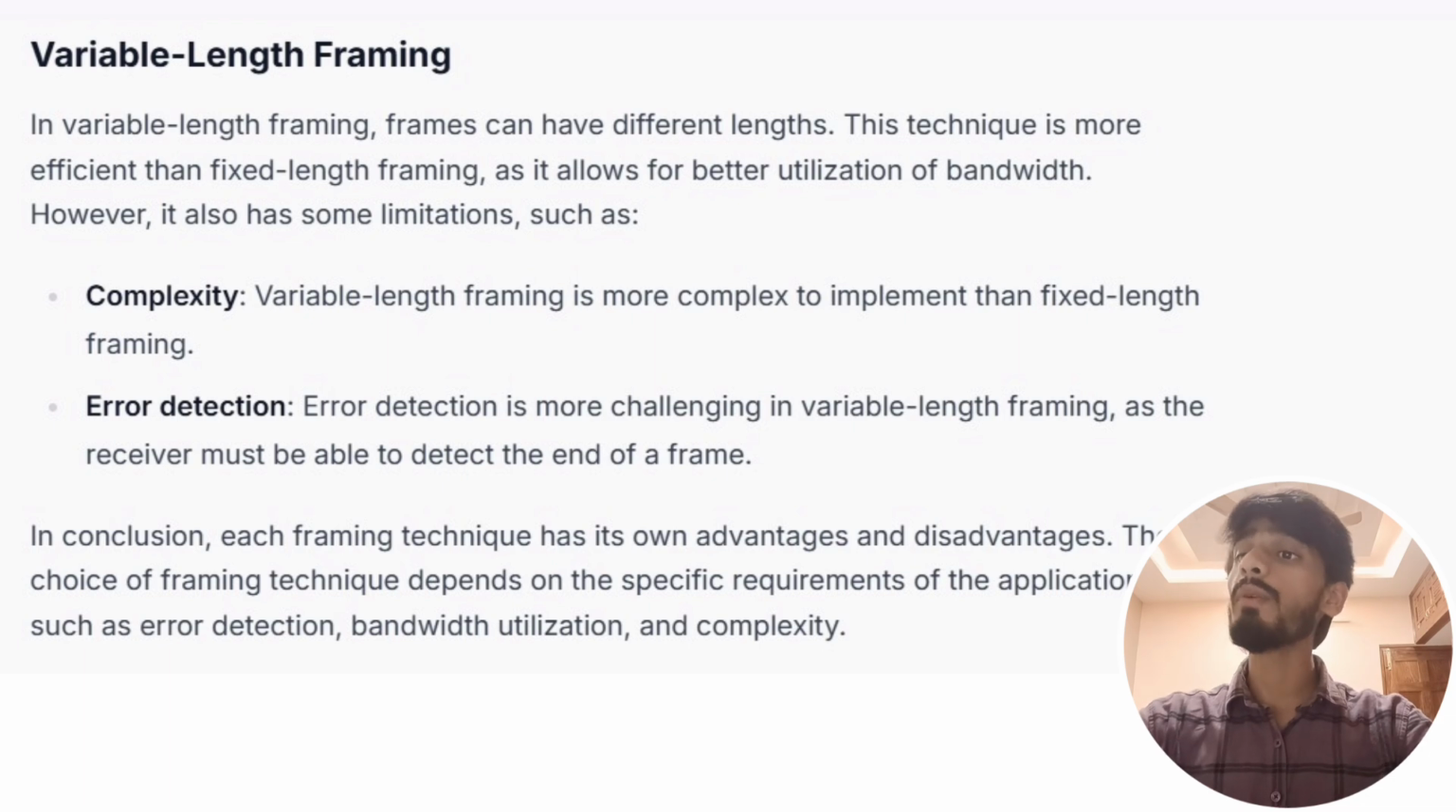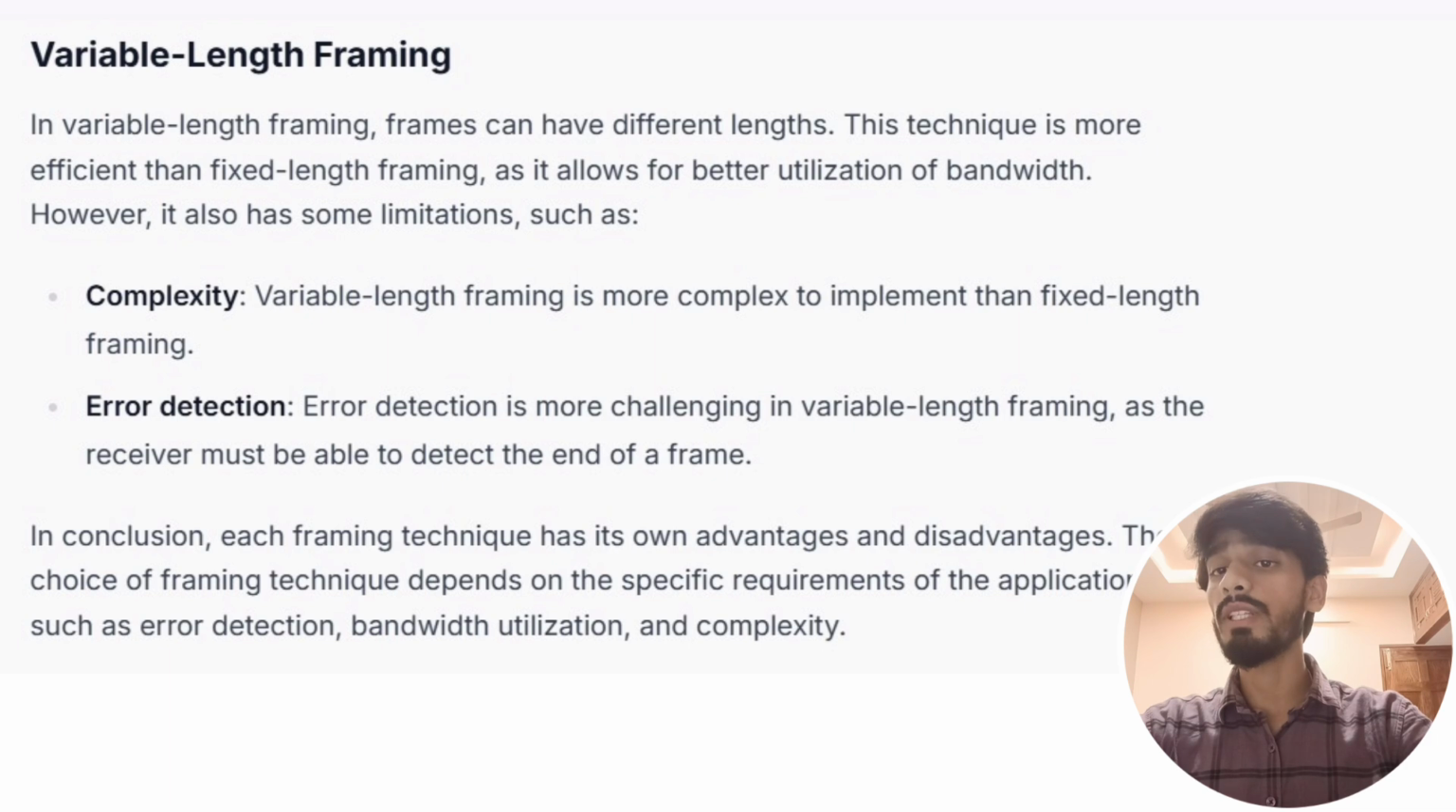Next is variable length framing. In variable length framing, frames can have different lengths. This technique is more efficient than fixed length framing as it allows for better utilization of bandwidth. However, it also has some limitations such as complexity. Variable length framing is more complex to implement than fixed length framing. Error detection is more challenging in variable length framing as the receiver must be able to detect the end of a frame. In conclusion, each framing technique has its own advantages and disadvantages.